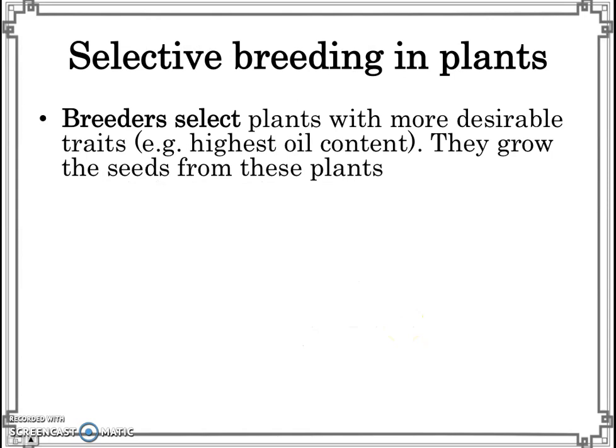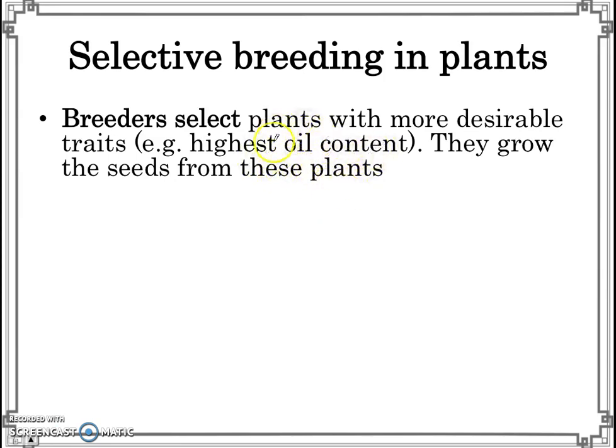So let's begin with selective breeding and artificial selection in plants. Now imagine for a while that you're a farmer and you're growing plants and you want to increase the quality of your plants so you can earn more money, right? So how will you do that? Well, here's how you do it. As a breeder, you would select the plants with more desirable traits. So you could, for example, if you want sweeter fruits, then you pick the plants with the sweetest fruits. If you want plants with more oil, then you pick the plants with more oil.